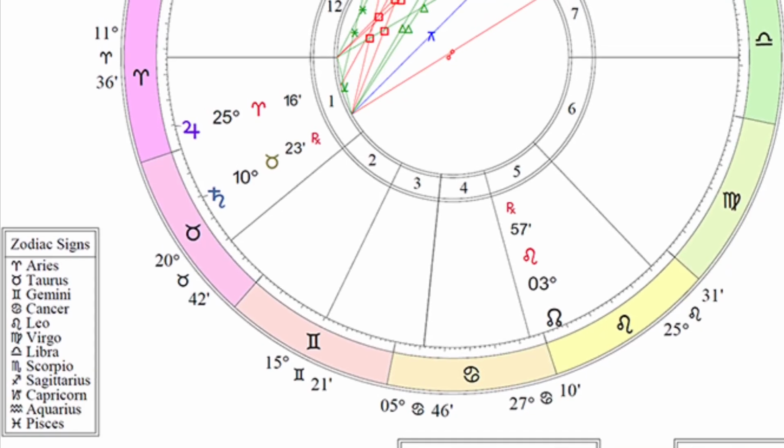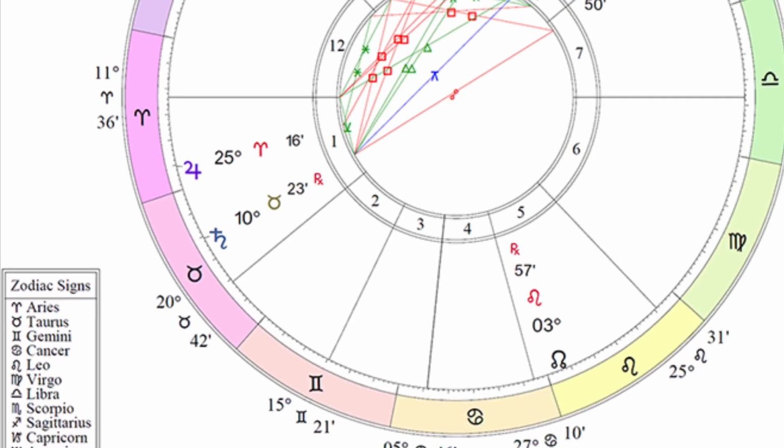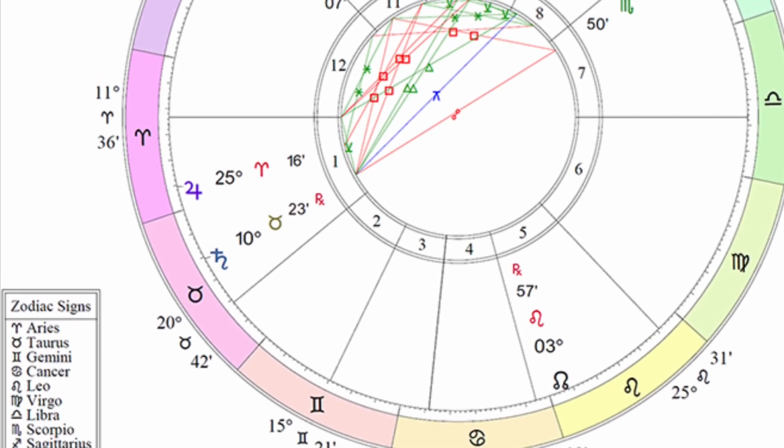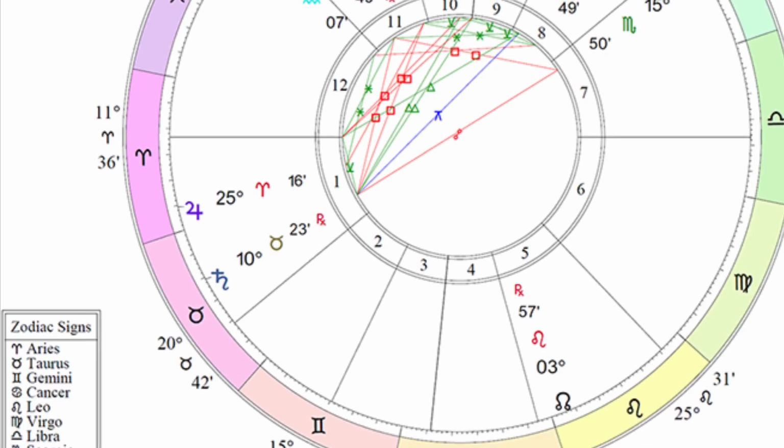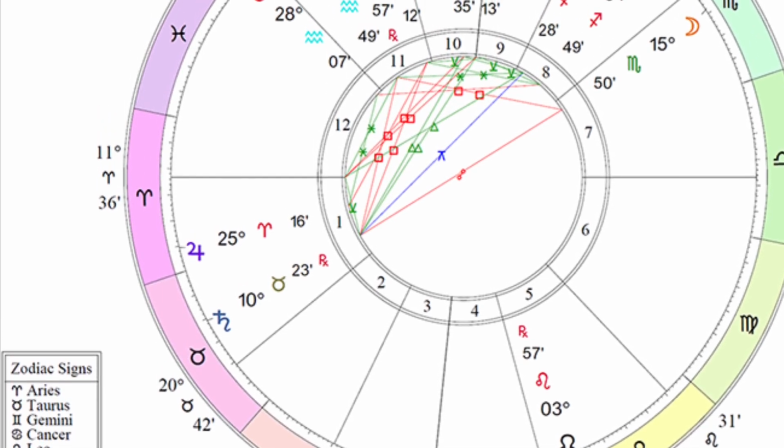If you've ever been given a birth chart, you may have read terms like sextile, square, and opposition and wondered, what the heck do those things mean? Well, in today's video, I'm going to break down exactly what they mean.